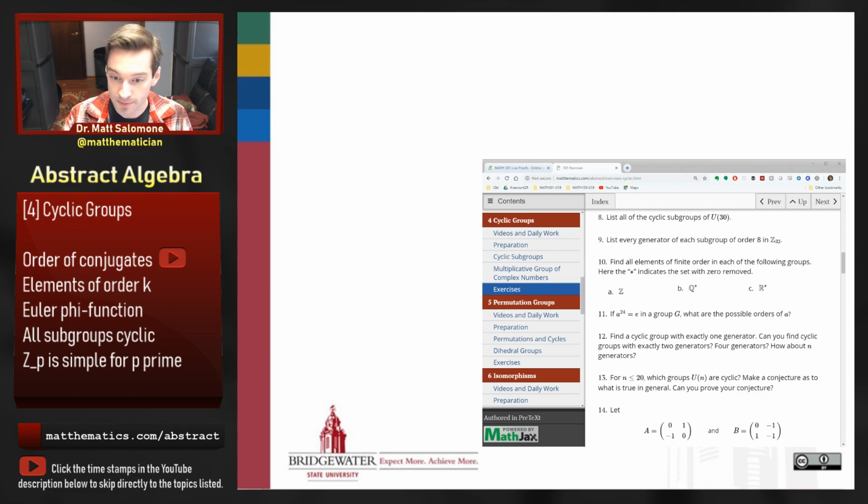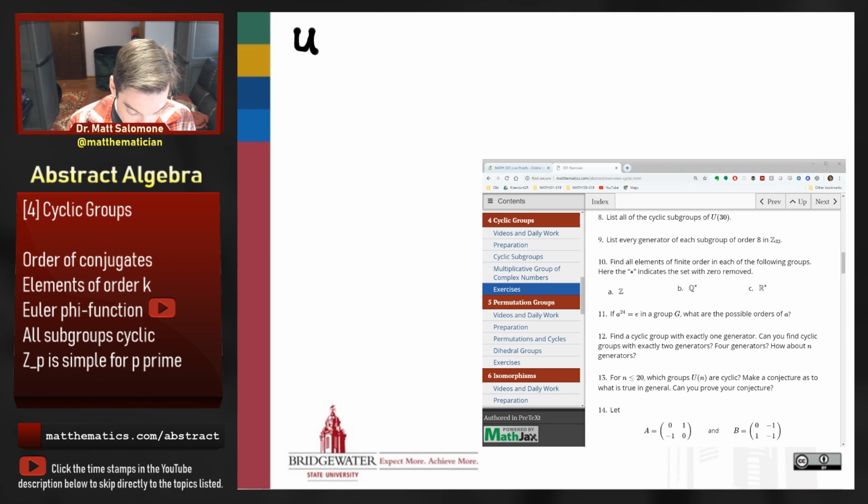I want to talk about problem number 8 on this list right here, which invites us to list all of the cyclic subgroups of the group U30. So let's start there, because again, this is going to give us some Euler phi function practice.